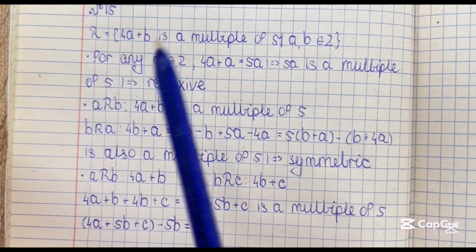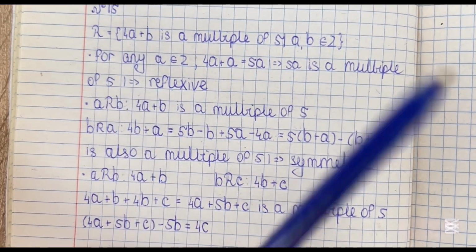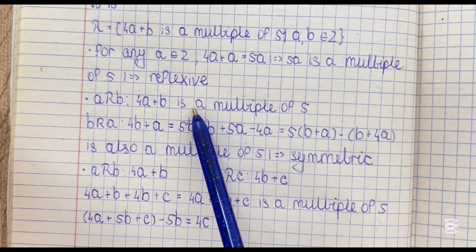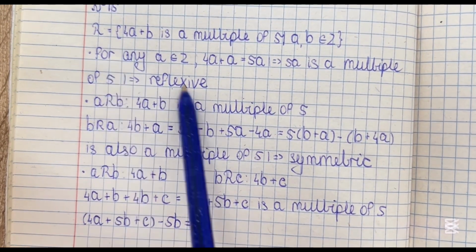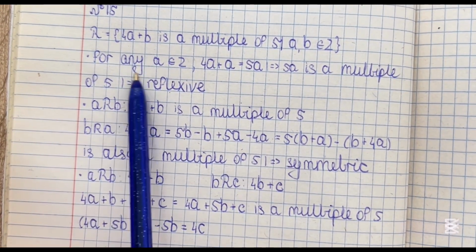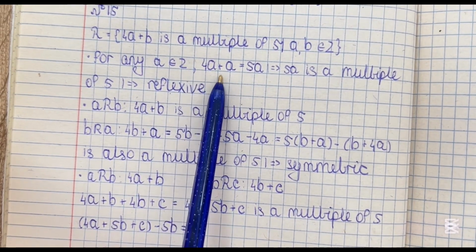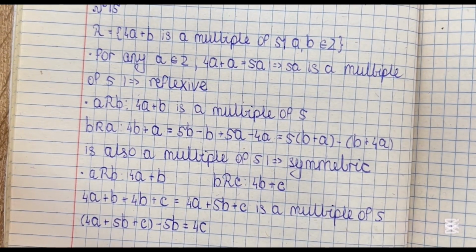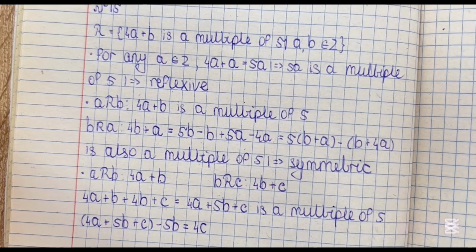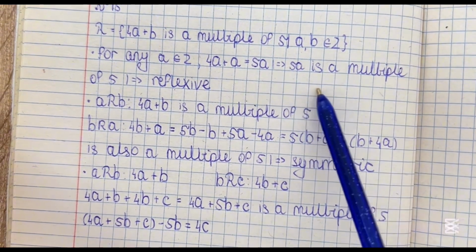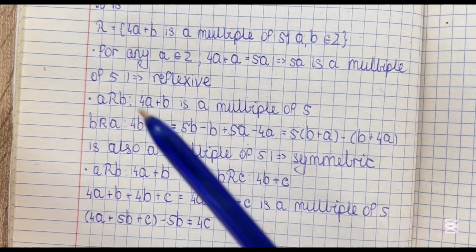In the 15th task, we should examine the relation R on Z, and firstly we start with finding whether R is a reflexive relation or not. For any a which lies in Z, 4a plus a equals 5a, and as we all know, 5a is always a multiple of 5, that's why this relation R is reflexive.